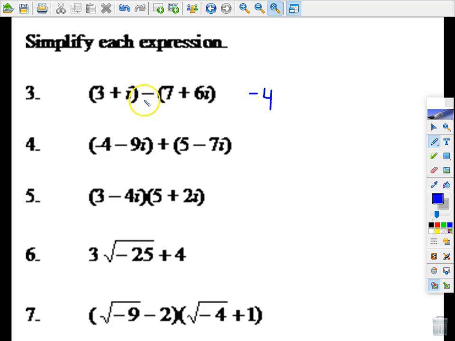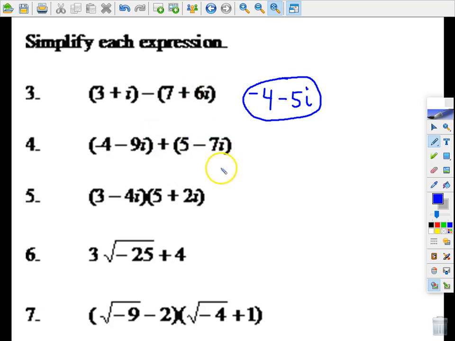And now subtract the I part, the imaginary part, and i minus 6i, remember you're subtracting both of these, i minus 6i is -5i. And that's your answer. You should be able to save some time on your test with these if you just be careful and make sure that you subtract both the real number part and the imaginary, the i part.